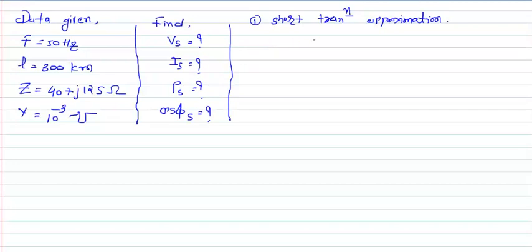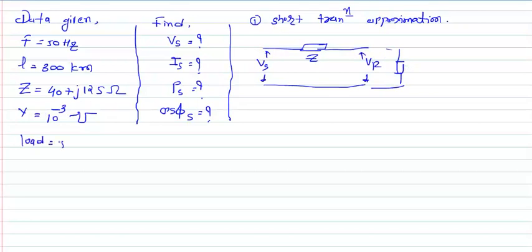Using this short transmission approximation, we have already seen the model. The model has only Z, and this is your sending end voltage and this is your receiving end voltage. And the load is already given, so I will write it here. The load is 50 megawatt at 220 kV, the receiving end voltage VR, and the power factor 0.8 lagging.